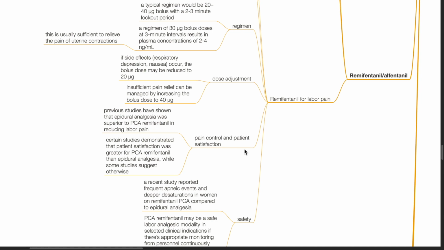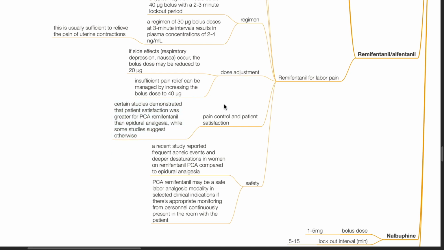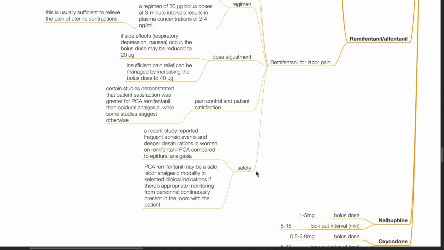Pain control and patient satisfaction. Certain studies demonstrated that patient satisfaction was greater for PCA remifentanil than epidural analgesia, while some studies suggest otherwise. Safety. A recent study reported frequent apneic events and deeper desaturations in women on remifentanil PCA compared to epidural analgesia. PCA remifentanil may be a safe labor analgesic modality in selected clinical indications if there is appropriate monitoring from personnel continuously present in the room with the patient.